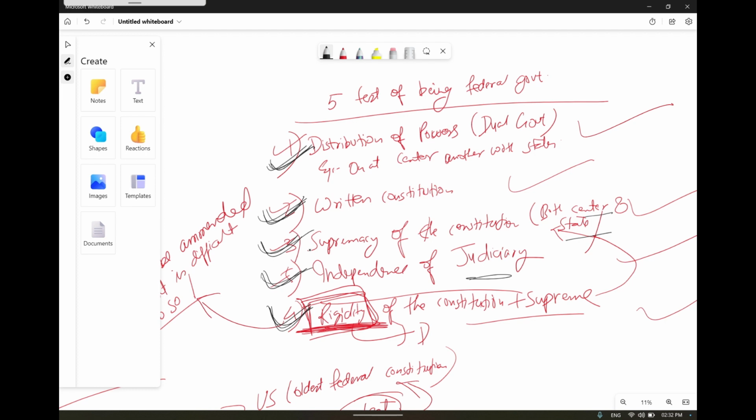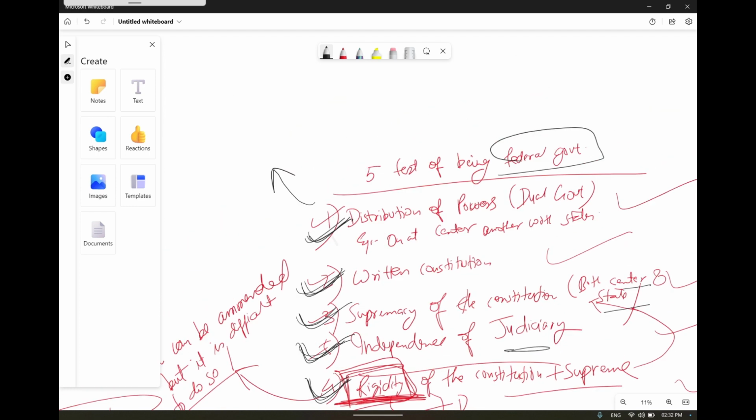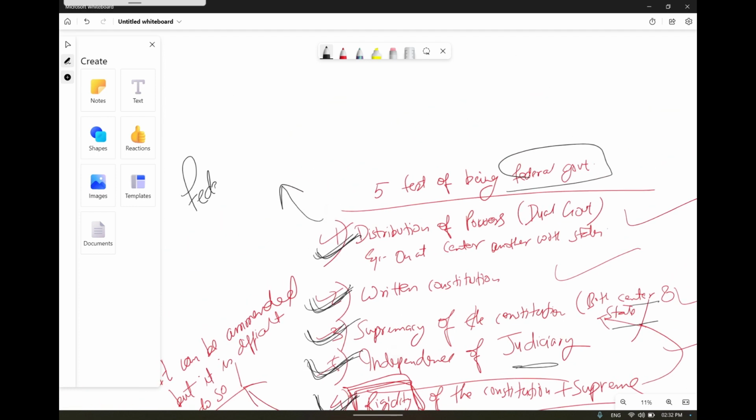And yes, the independence of judiciary follows all these points. So our constitution will be called a federal government. But now here is the twist. What is the twist? The twist is that when an emergency is declared anywhere in the country or within a state, our country will automatically change from federal to unitary. All the power will go to the center.